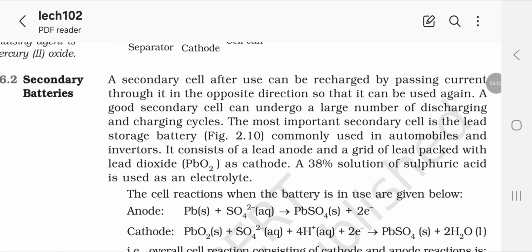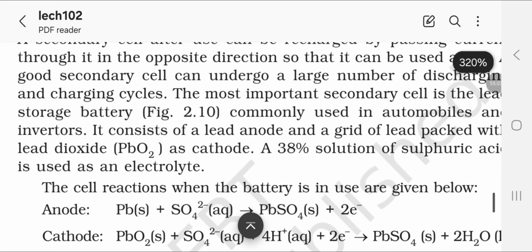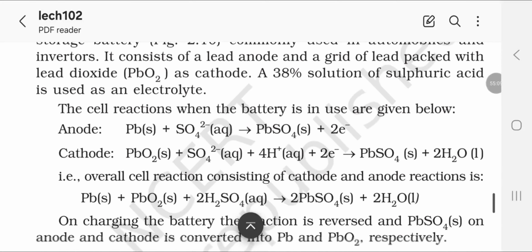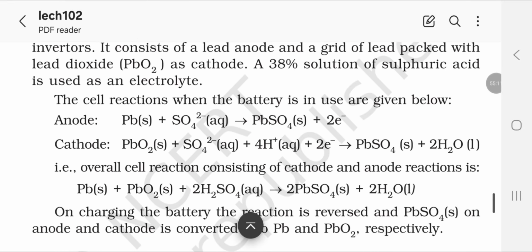It consists of a lead anode and a grid of lead packed with lead dioxide as cathode. A 38% solution of sulfuric acid is used as an electrolyte. The cell reactions when the battery is in use are given below. At anode, Pb + SO4^2-(aq) gives PbSO4 + 2e-. At cathode, PbO2 + SO4^2- + 4H+ + 2e- gives PbSO4 + 2H2O.